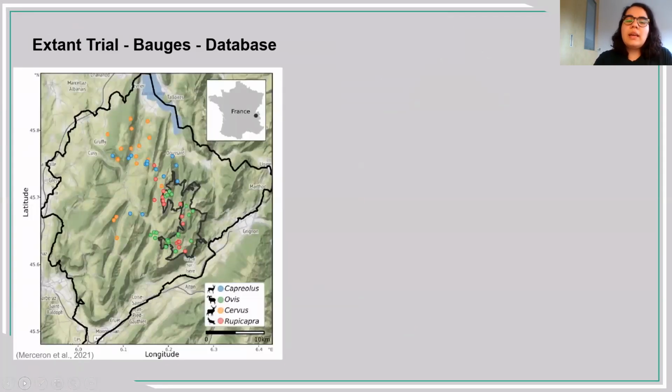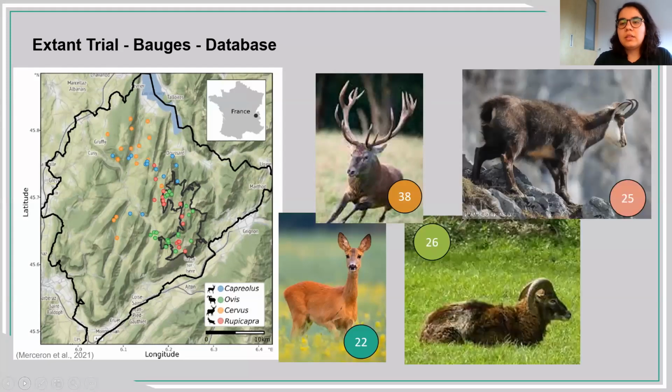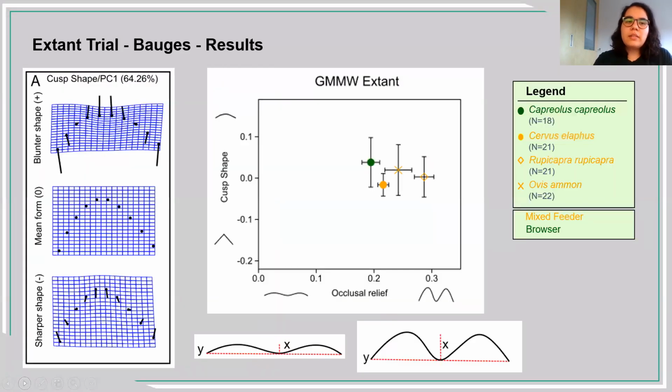Now, we used an extant database from Bordeaux in France with animals of known diets in order to test this technique. We have 2 cervids and 2 bovids, and you can see the individual numbers in the circles. Starting from the cusp shape, we see that the mean form, which is in the middle, can either be blunter or sharper. Positive numbers show a sharper shape and negative numbers show a blunter shape.